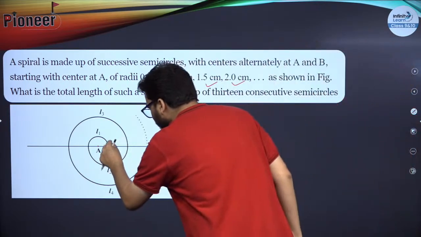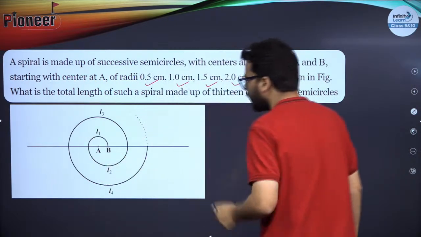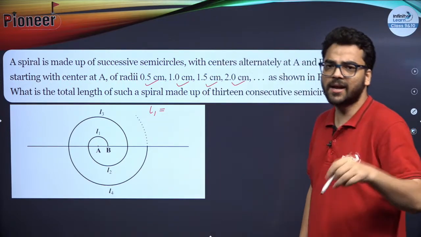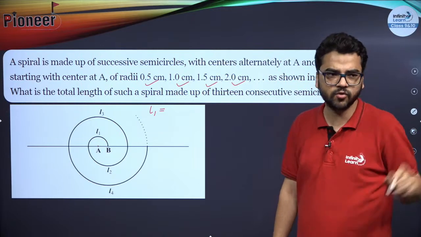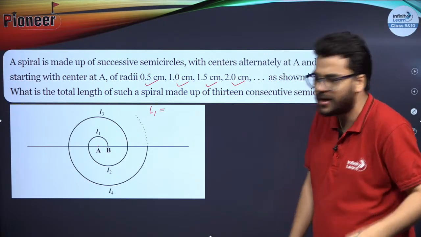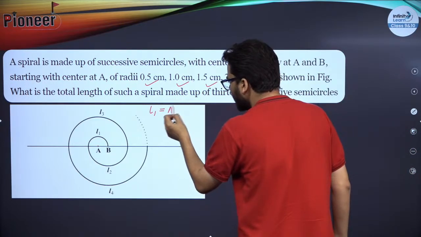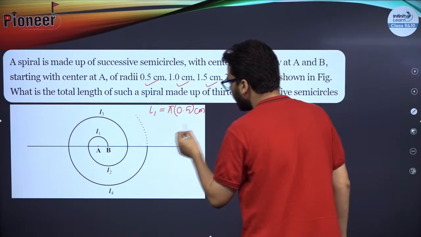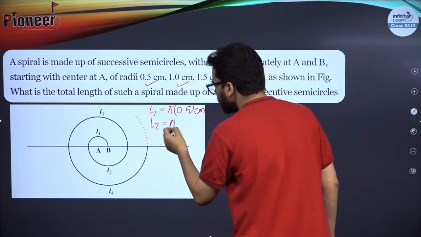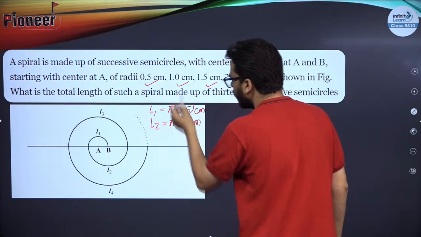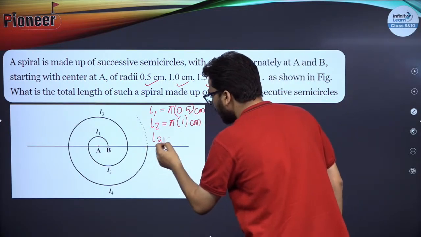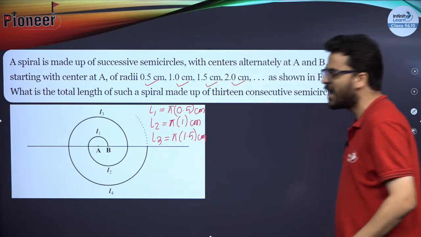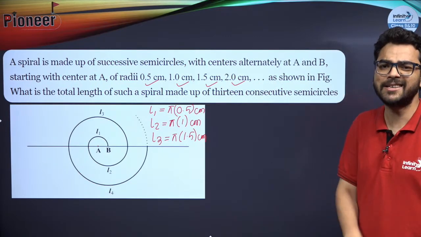So basically, L1, the length of the first semicircle, will be what, guys? For a total circle, the circumference is 2 pi r. So half of that circle will be pi r only. Correct? So pi into radius. What is the radius? It is nothing but 0.5 centimeter. So this is L1. L2 will be what, guys? Pi into 1 centimeter over here. L3 will be what? Pi into 1.5 centimeter. See, if it comes in a subjective question, you have to prove in your examination that it is an AP.